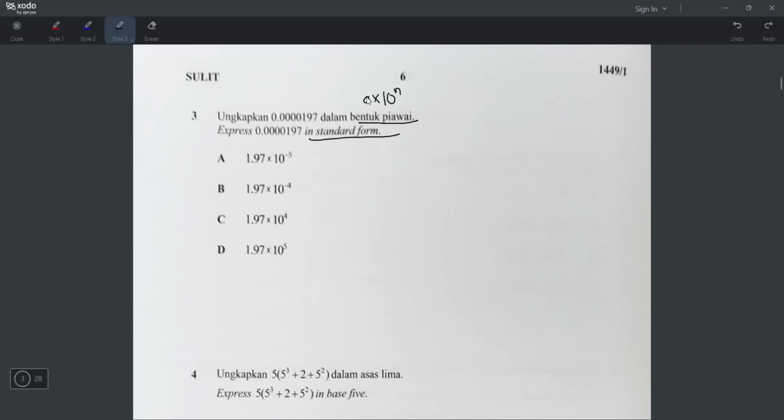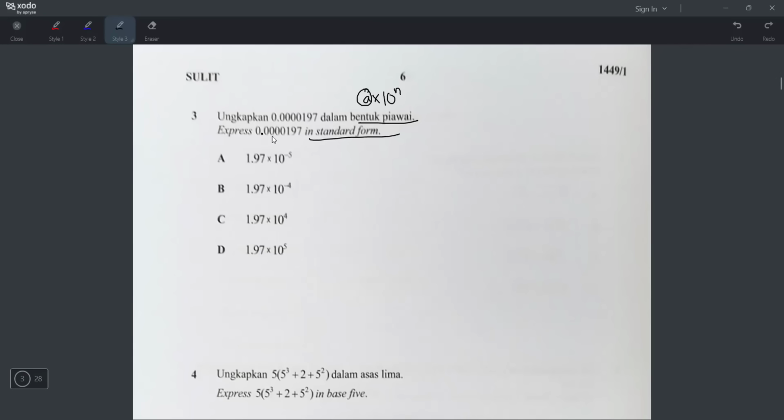But you have to make sure the a number can have a decimal point, but before the decimal point can only have one digit, and that digit cannot be 0. So if you look at this, the decimal point is here, and tell me what's before the decimal point. It's a 0, so cannot. The a cannot have 0 before the decimal point.